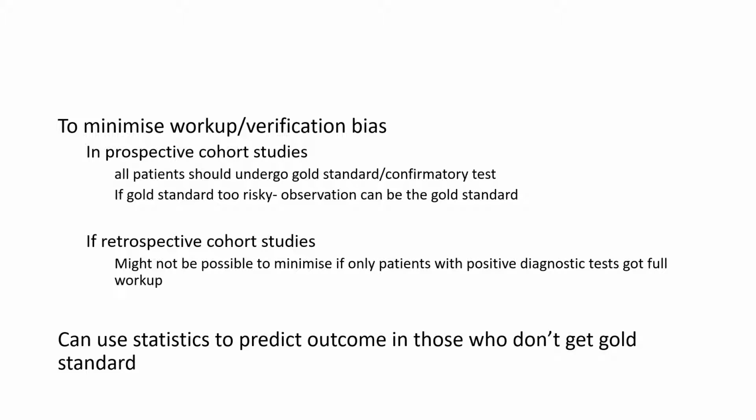In retrospective cohort studies, this might not be possible though. In retrospective studies, the only data you have is what's collected, so this may not be possible. But it is possible, however, to use statistics to predict the outcome in those who don't get the gold standard. Maybe your next best thing to do.